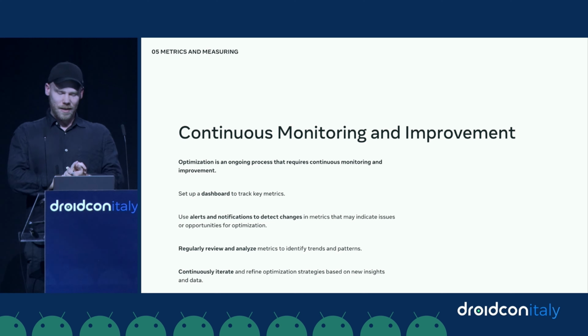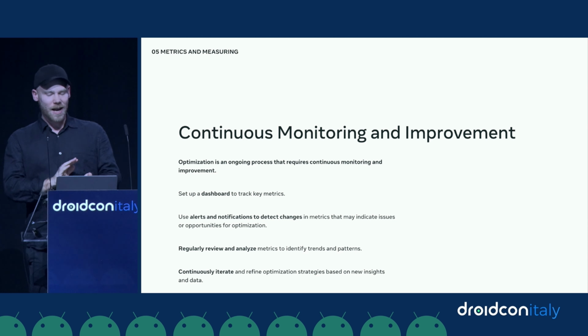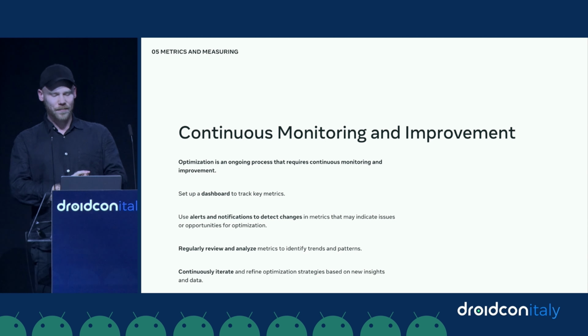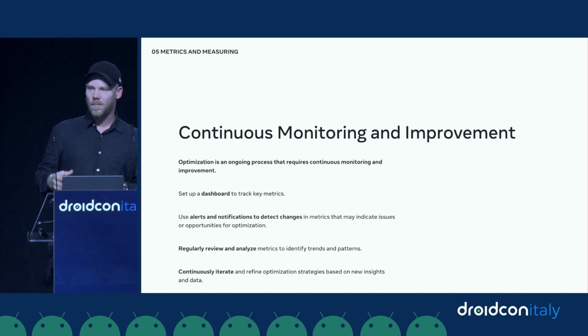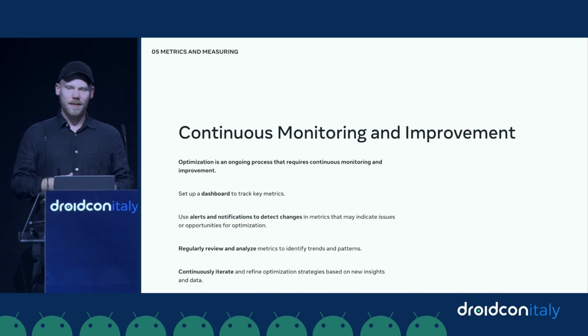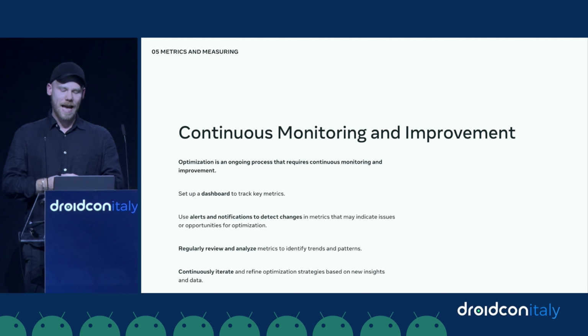In the end, the too long didn't read of this section, and I really have to speed up, is optimization is an ongoing process. It requires continuous monitoring, continuous improvements, and iterations. So good steps here are setting up a dashboard. Could be for the whole app, could be just for your feature, for your product part. Use alerts, use notifications, be able to detect changes and regressions here, and regularly analyze and review the metrics, especially for the core, the critical path.